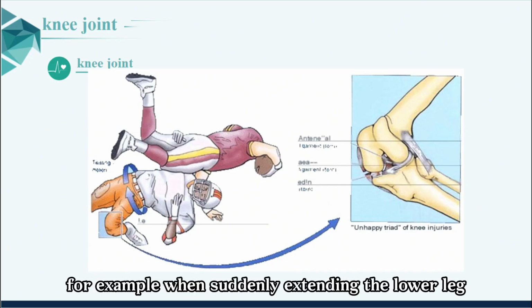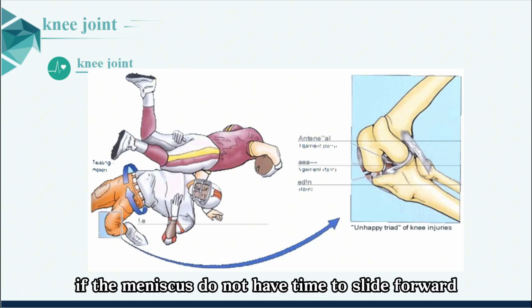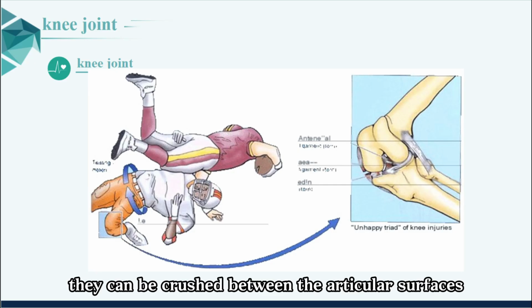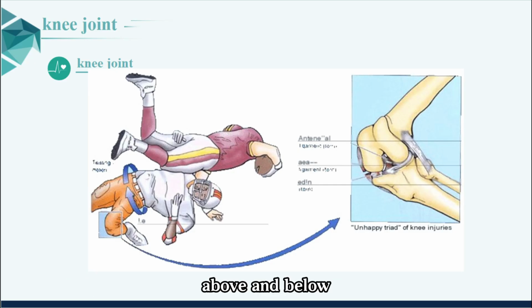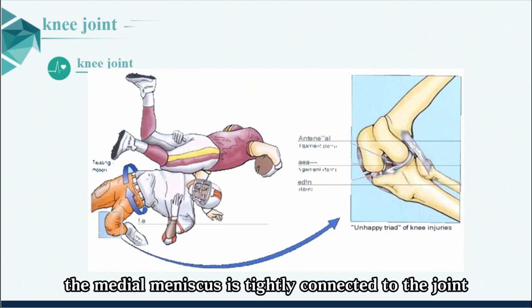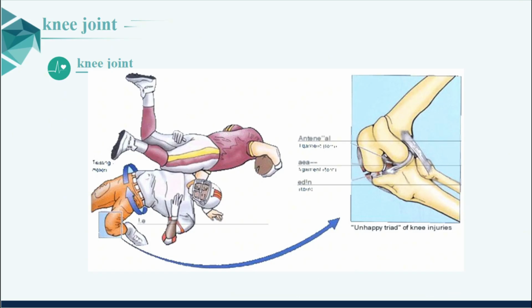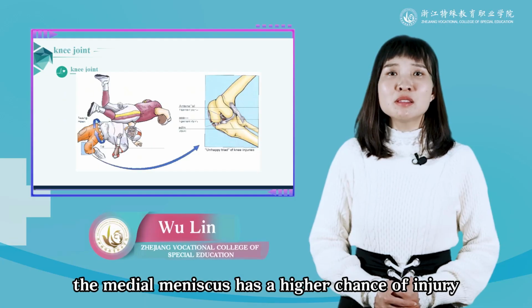For example, when suddenly extending the lower leg with forceful rotation, such as when kicking a soccer ball, if the menisci do not have time to slide forward, they can be crushed between the articular surfaces above and below. This can result in crushing or rupture of the menisci. Because the medial meniscus is tightly connected to the joint capsule and the tibial collateral ligament, the medial meniscus has a higher chance of injury.